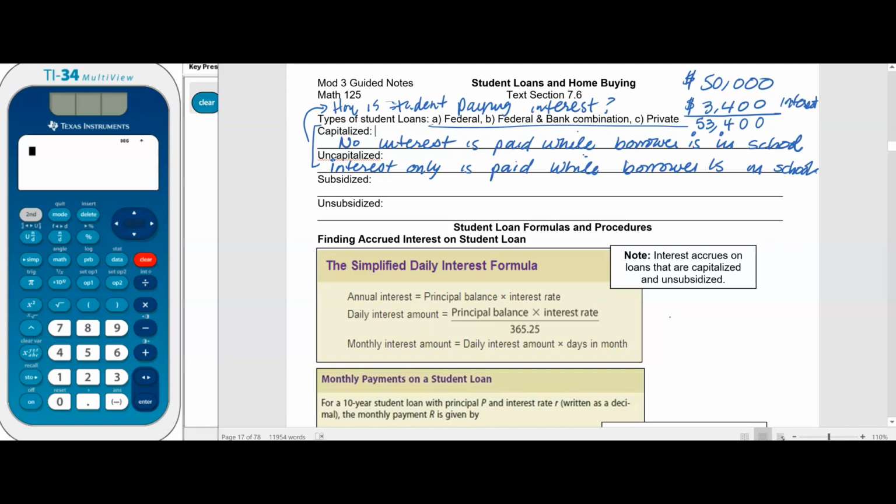And then there are 2 other terms here, subsidized and unsubsidized, that refer to the amount of interest that a student needs to pay, or if they pay it at all. So a subsidized loan is when interest is paid by the government.